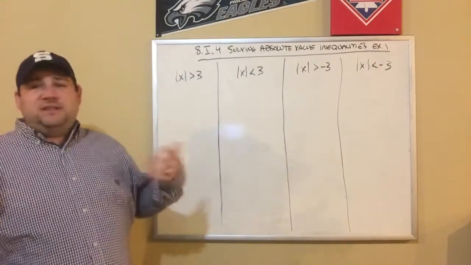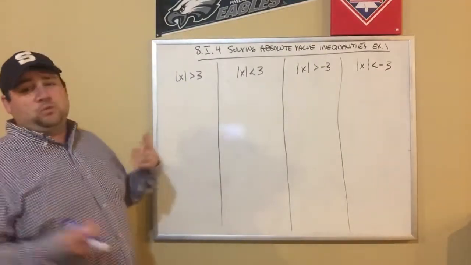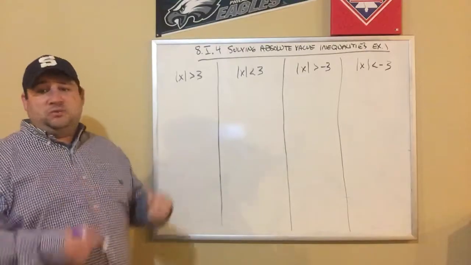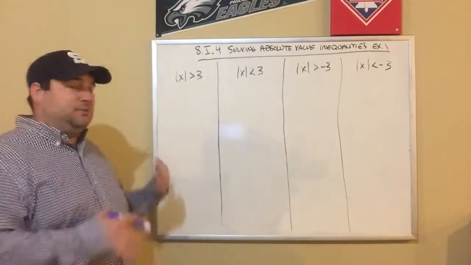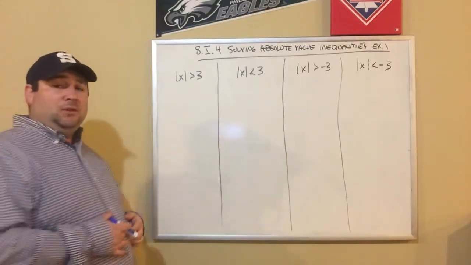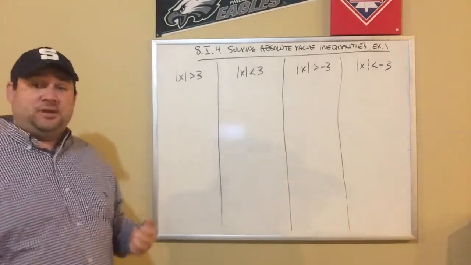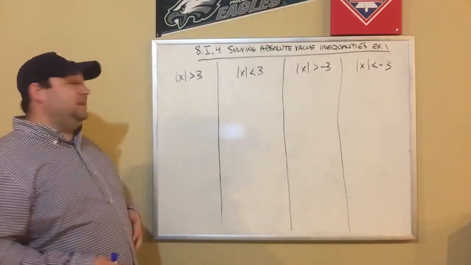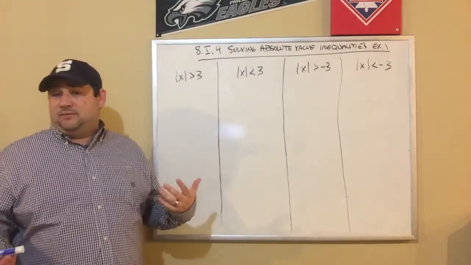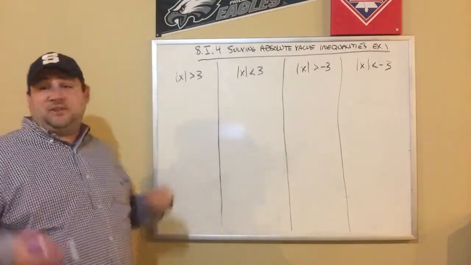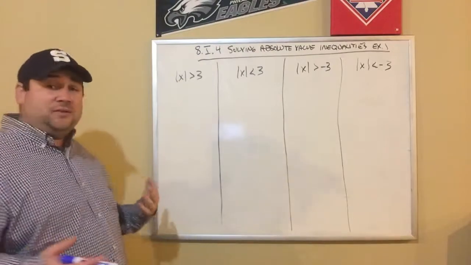So let's just brainstorm and think about it here. Well, what if x was 1? The absolute value of 1 is 1. Is 1 greater than 3? No, so x can't be 1. What if x is 5? Absolute value of 5 is 5, which is greater than 3. So x could be 5. What about negative 5? Could x be negative 5? The absolute value of negative 5 is also 5, and 5 is greater than 3.